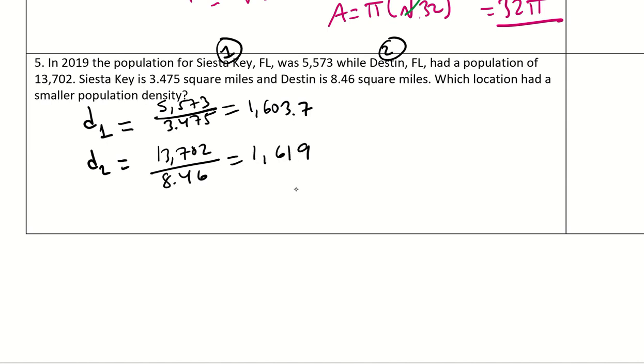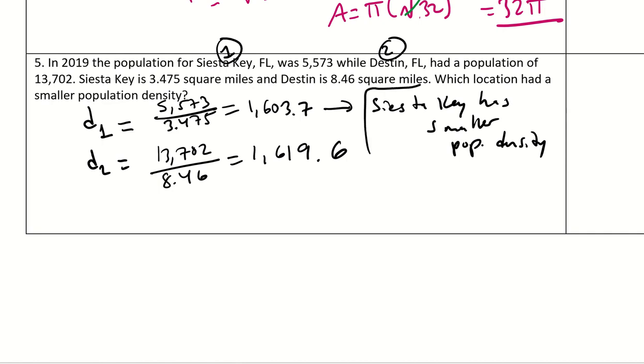Do this on the calculator, 1,619.6. So they're actually pretty similar in terms of population density, with Destin being slightly larger in density. So it looks like Siesta Key has a smaller population density.